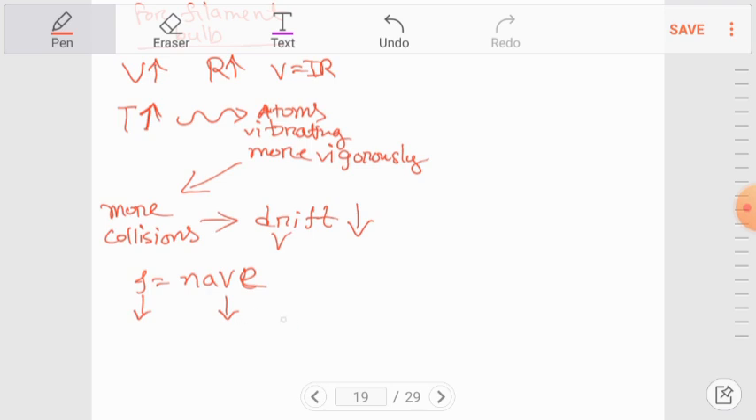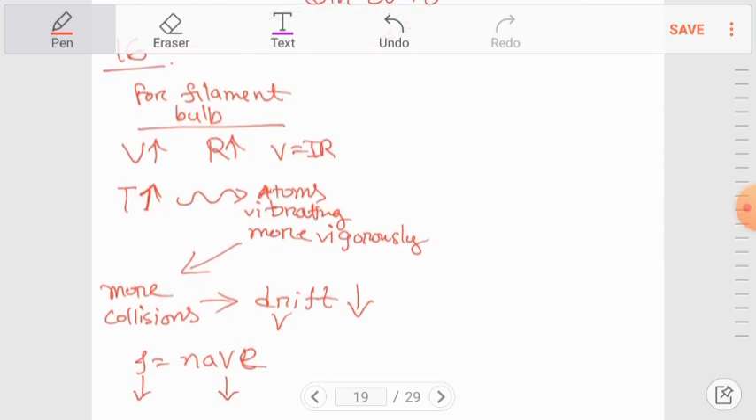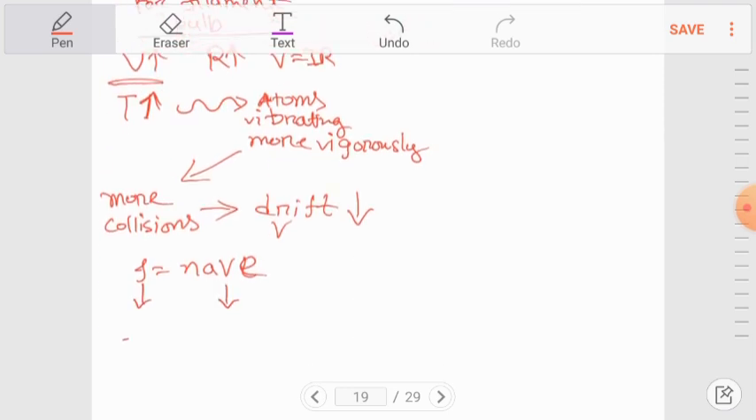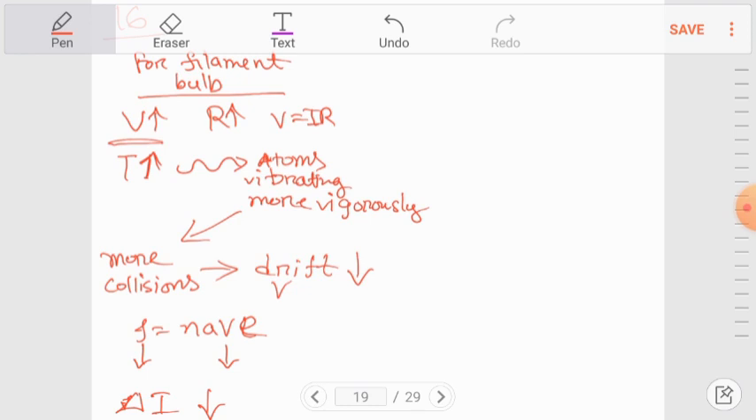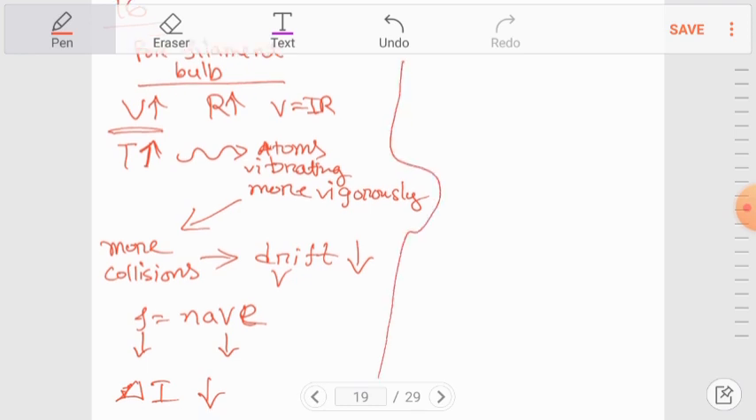So it means that as voltage increases with time, the rate of increase of current decreases. So the rate of increase in current decreases because of this. This was the explanation for the filament, and now we are doing the same kind of explanation for the thermistor.